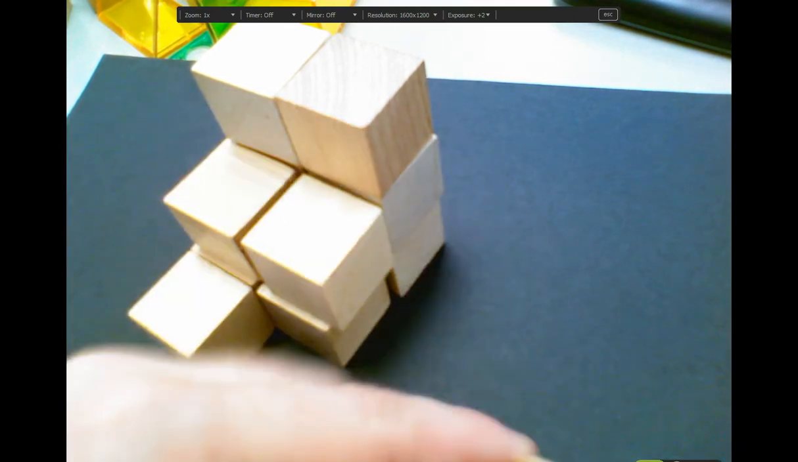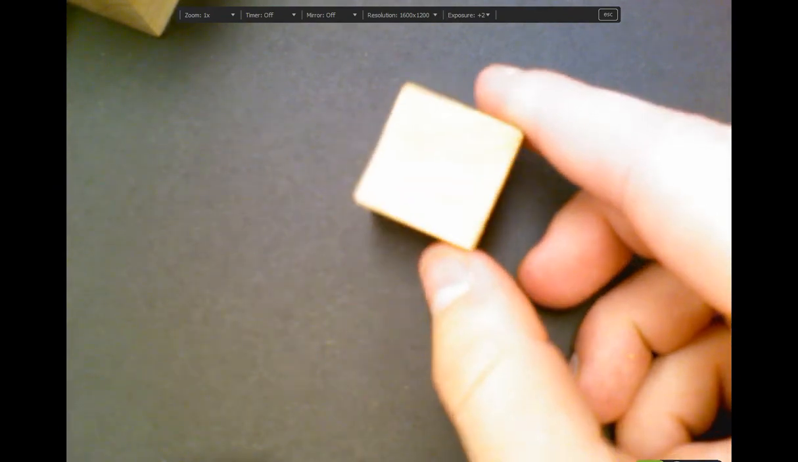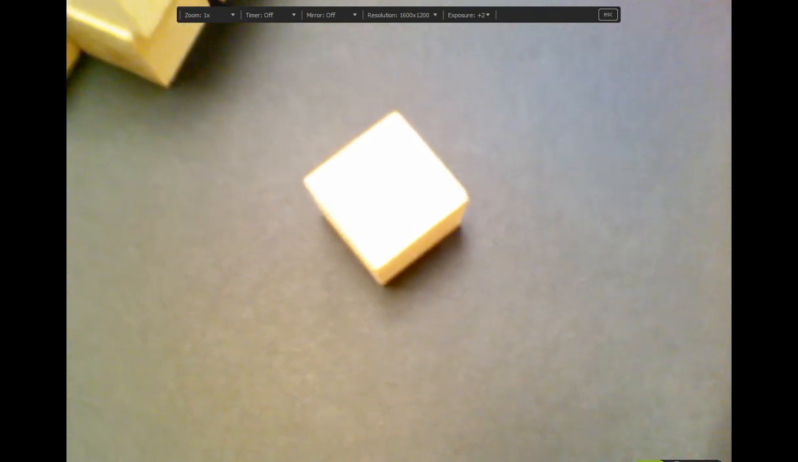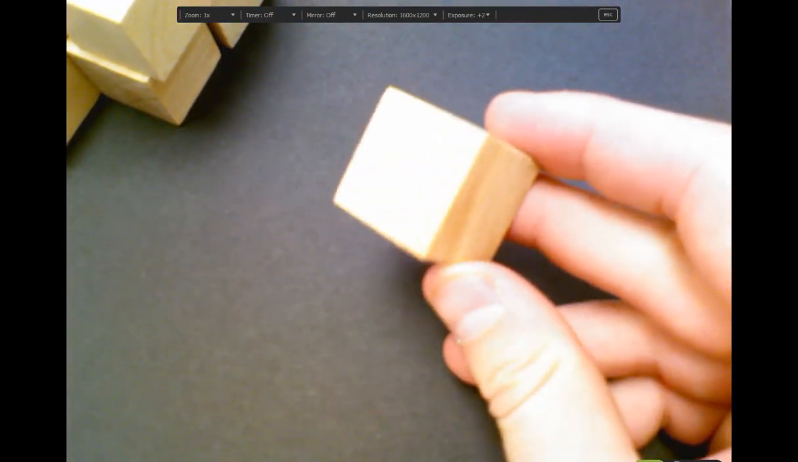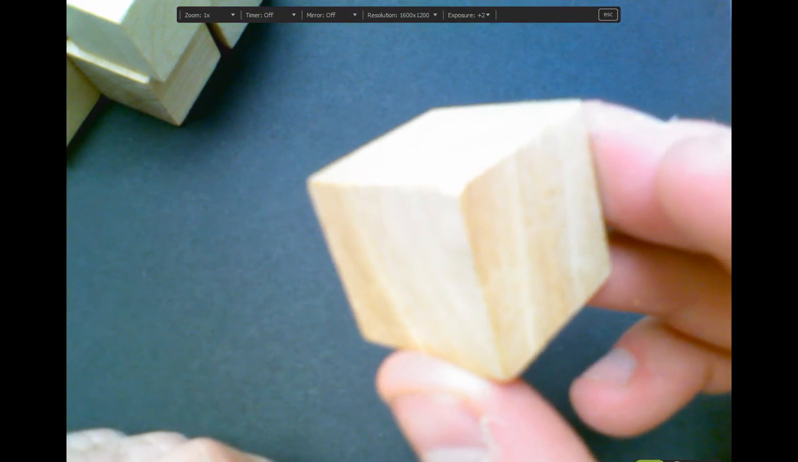So you could ask yourself, what's the surface area of just this one block? Think about this as a dice. There are 6 sides on a dice, 6 faces on a cube. If each one has a surface area of 1, this would be a surface area of 6.